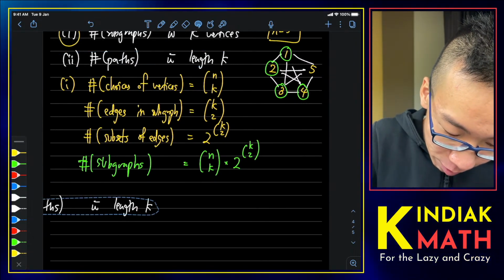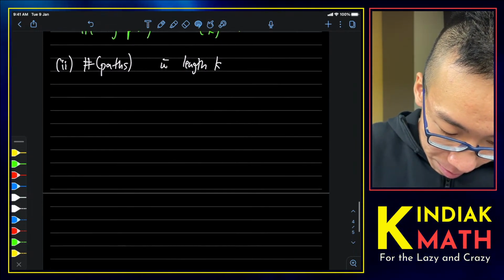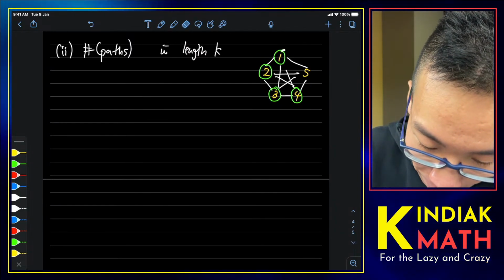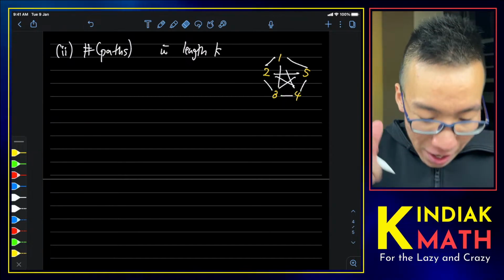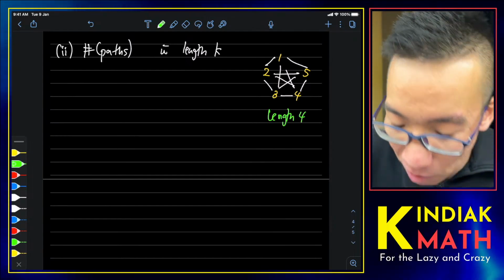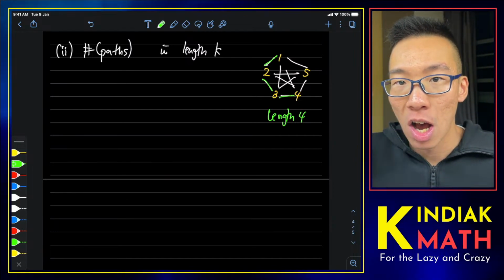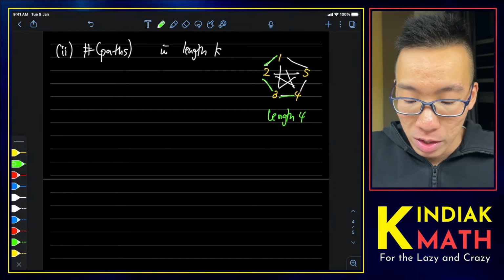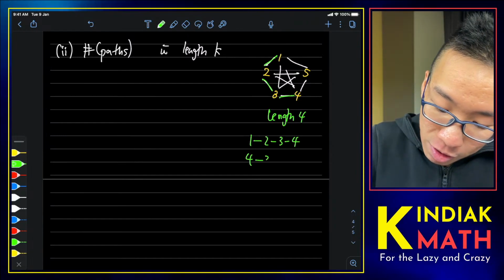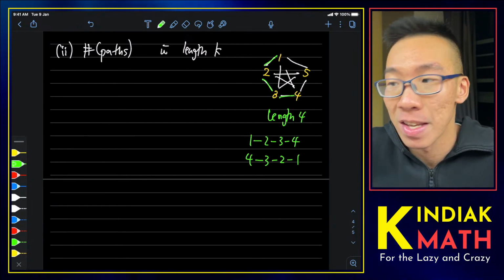Okay, and the next question asks for the number of paths with length k. It might be helpful to once again refer to this diagram for our own reference. Again, this helps to give some kind of intuition about the problem. So the idea of a path is that if you have a length 4 path, then we could choose any sequence of vertices. So we could choose 1, 2, 3, 4. This could be our path. We could also choose 4, 3, 2, 1. But if you look really carefully, these two represent one and the same path.